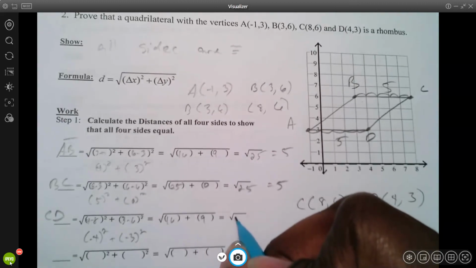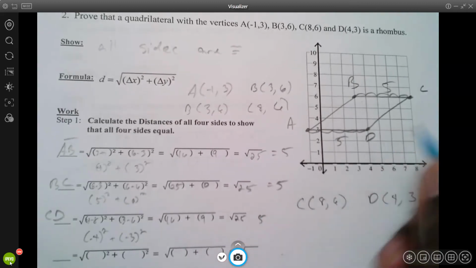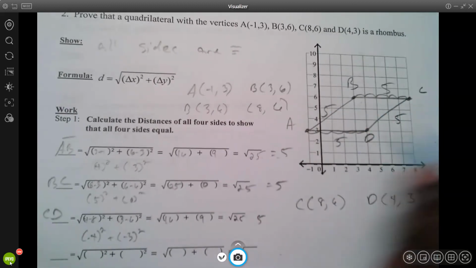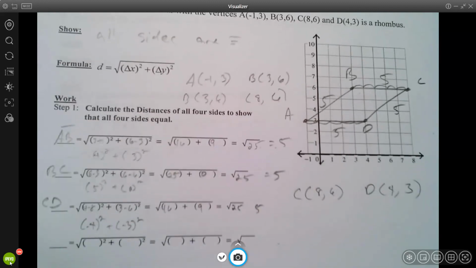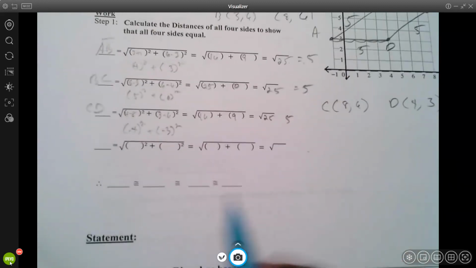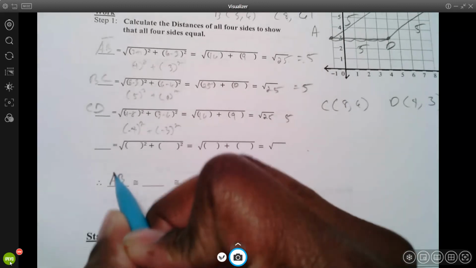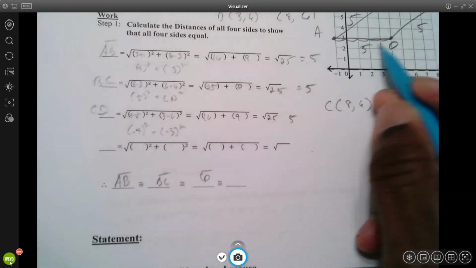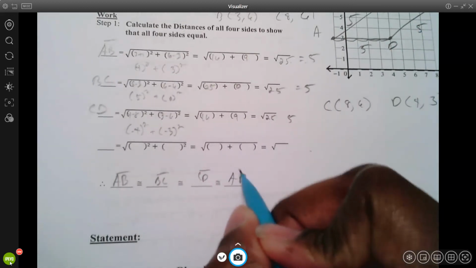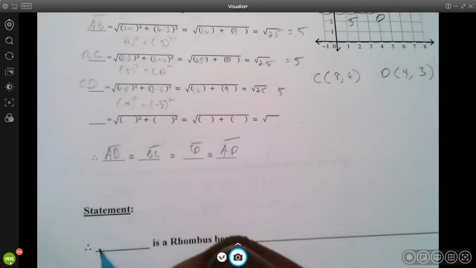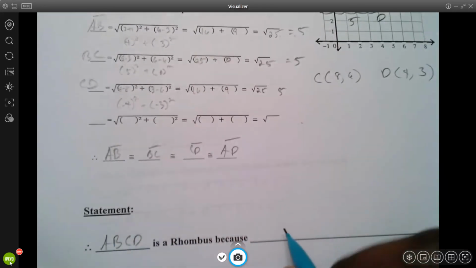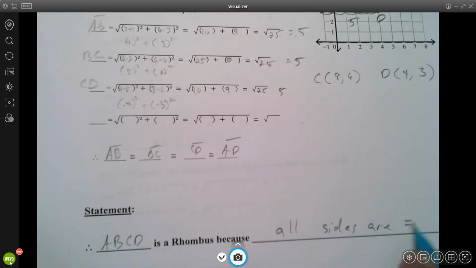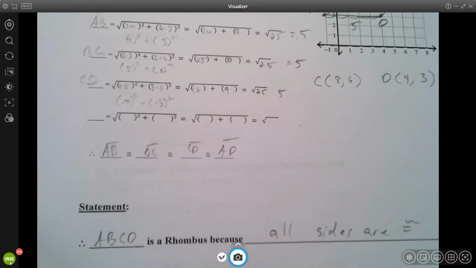So that should be the square root of 25 as well. So that should be 5. So this length is 5. This length was 5. This length was 5. That length was 5. So all the sides are 5. So I know that AB is congruent to BC, it's congruent to CD, and it's congruent to the one that I did not find, which was AD. So ABCD is a rhombus because all sides are congruent. That's it. That's all I have. Good luck.